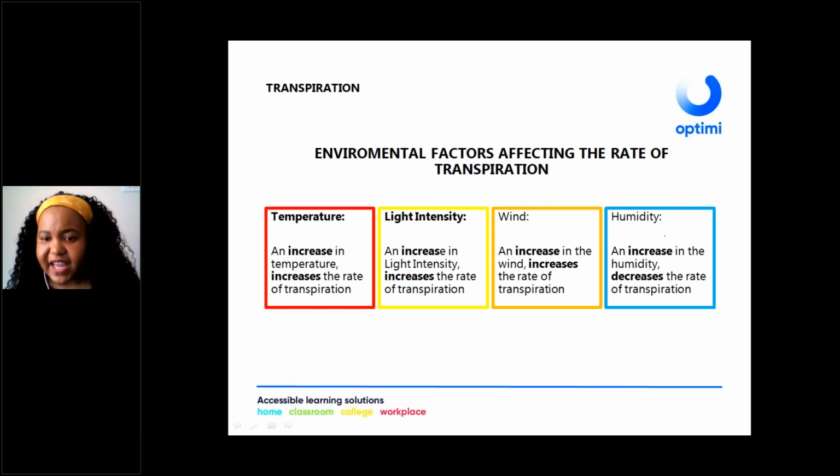decrease. And remember, humidity and transpiration are indirectly proportional. What do I mean by that? When you increase humidity, transpiration will decrease. So if temperature decreases humidity, it will increase transpiration because they are indirectly proportional. When one increases, the other one decreases. When one decreases, the other one increases.